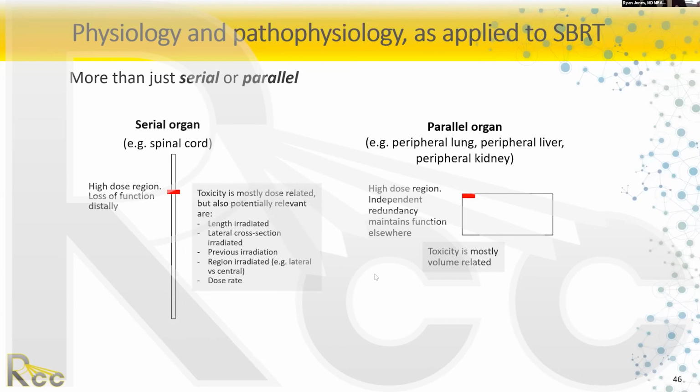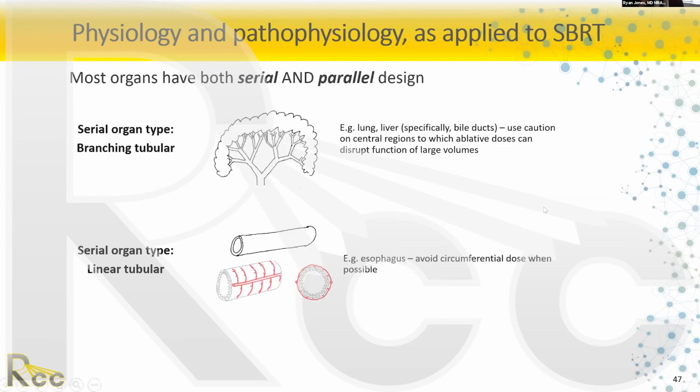You think about serial organs structured like the spinal cord, where toxicity is more dependent on the length irradiated and the dose to that volume, where if you cause loss of function, then everything distally loses function. Versus parallel organs, something like peripheral lung, peripheral liver, kidney, where the toxicity is mostly volume related. You can destroy a small portion and the patient preserves the clinically necessary amount of function because they're structured with independent redundancy of those organs. In reality, we know that many organs are both serial and parallel.